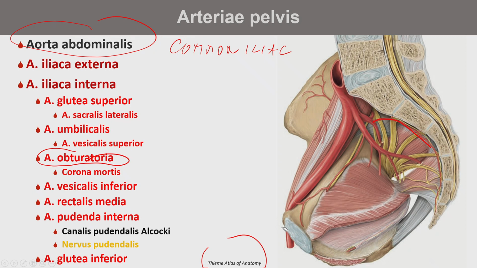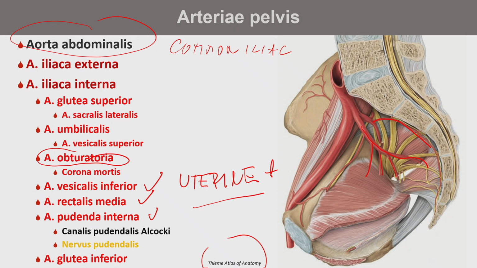Then we have the artery which is bowing dorsally, and we have branches here: the inferior vesical artery, the middle rectal artery, and the internal pudendal artery. And also in women there should be the uterine artery. So these are the pelvic arteries in a male patient. In a female, there is a third artery.